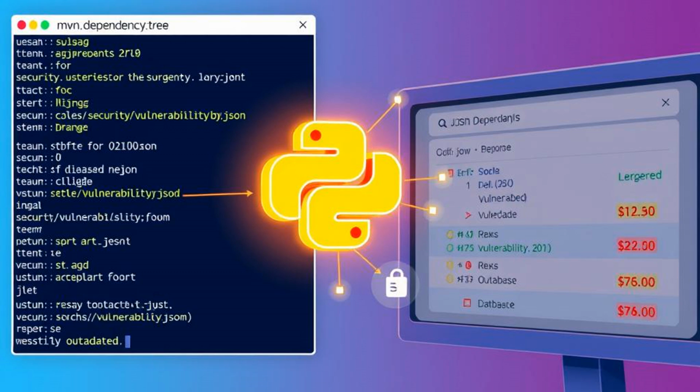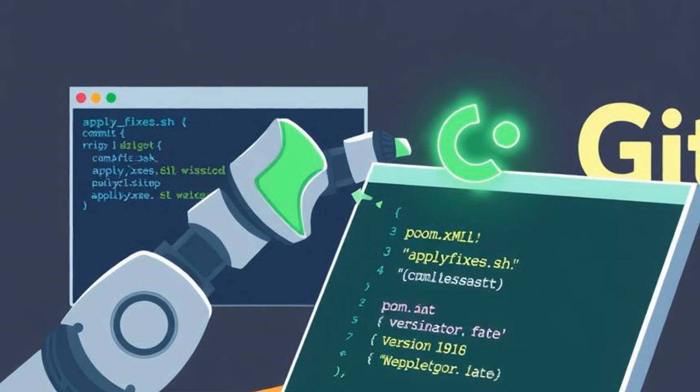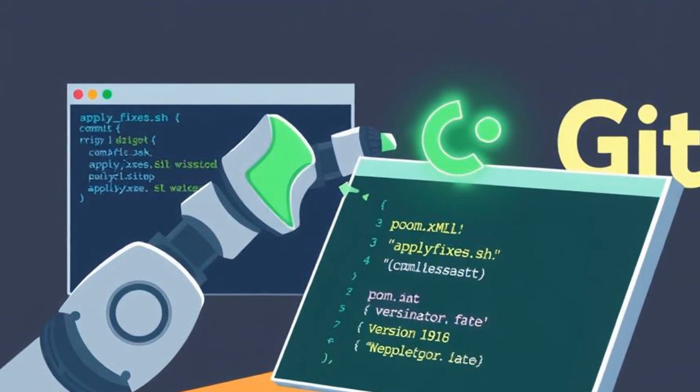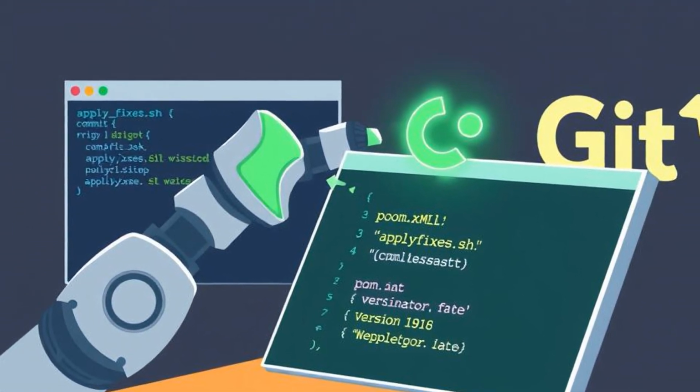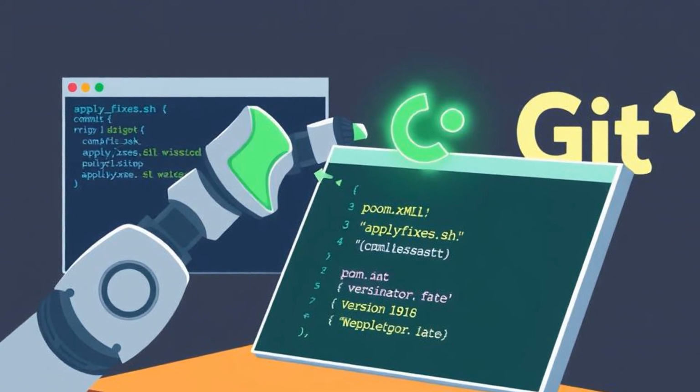Crucially, security/vulnerability_db.json acts as our mock vulnerability database, providing the AI with its knowledge base. And, of course, the pom.xml is our Maven project file, intentionally configured with sample dependencies, some of which are outdated or vulnerable for demonstration purposes. This setup allows us to simulate real-world scenarios effectively.